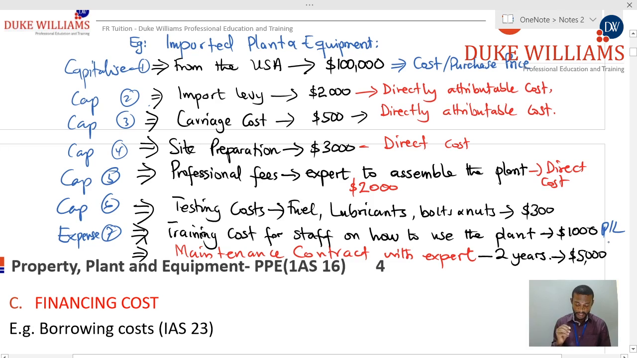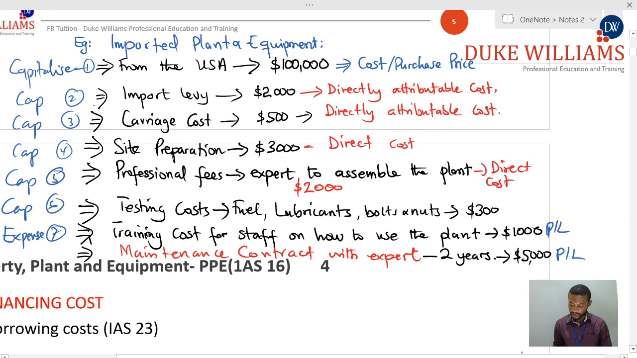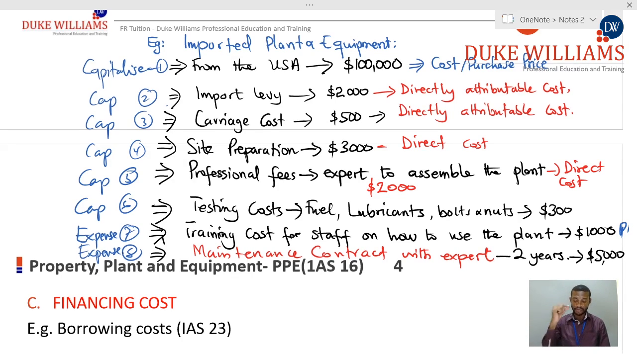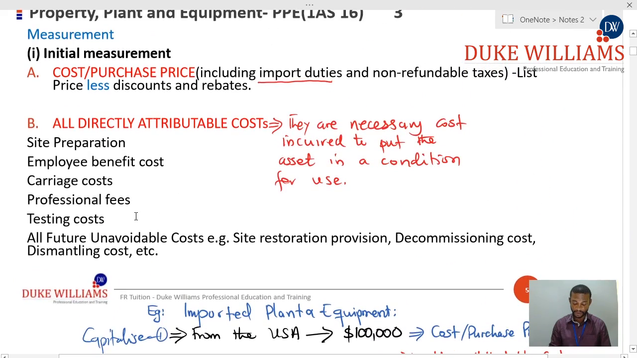Now the contract we signed with the expert, the maintenance cost, contract cost with the expert for 2 years would also go to P&L because it's not a necessary cost. So number eight would be expensed. All of these will go to P&L. So on the basis of this, we have a clear understanding of which costs are necessary and which costs are not necessary for the asset to be put into a condition for use. I hope this makes sense for the initial measurement.